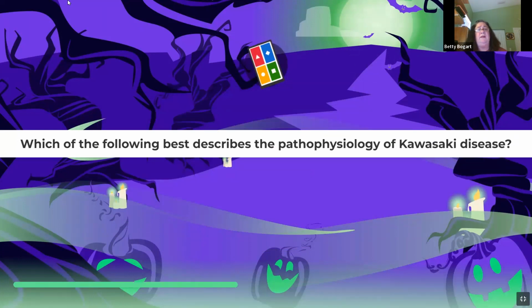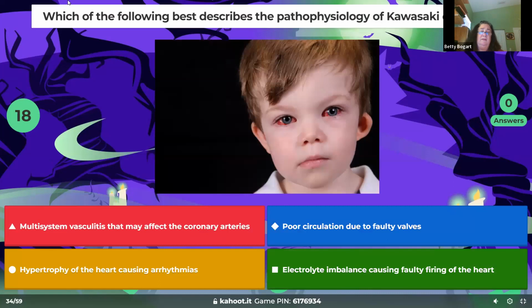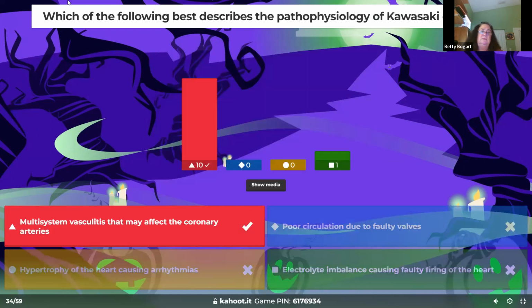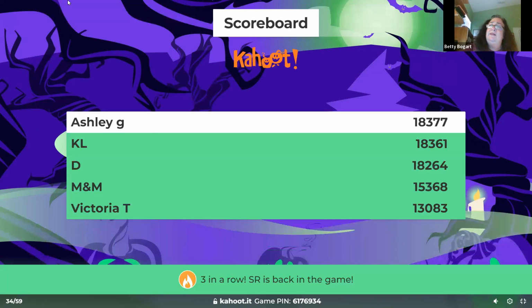Which of the following best describes the pathophysiology of Kawasaki disease? Multi-system vasculitis, which may affect the coronary arteries and cause aneurysms. Very good. Yes.